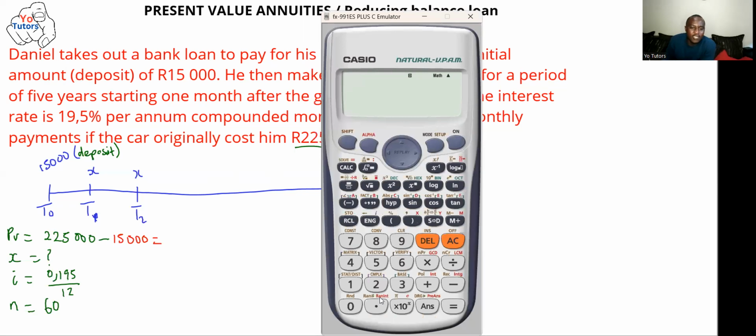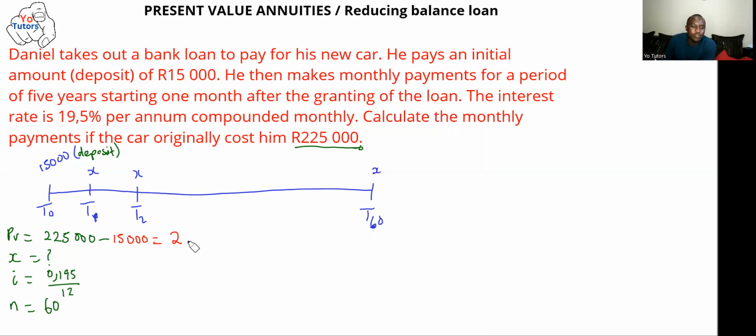And what do we have here? It's going to be 225,000 minus 15,000. We have got 210,000. So that's our PV now. Those are small things to look out for. Whenever a deposit was paid, you must watch out for that. We'll talk about it more, don't worry. Let me finish this one. I don't want to confuse you.